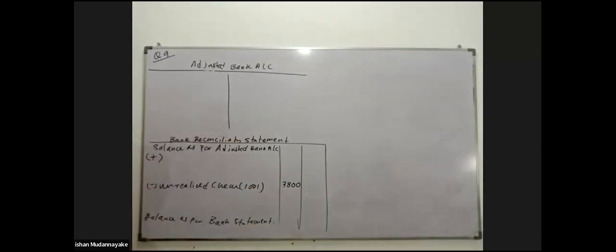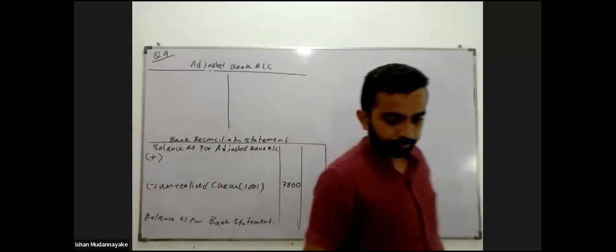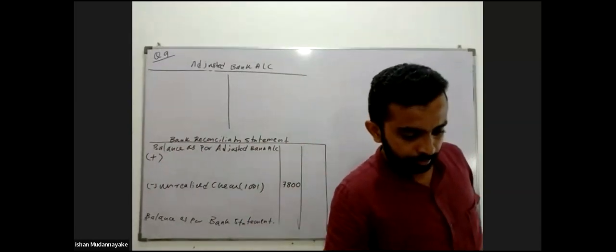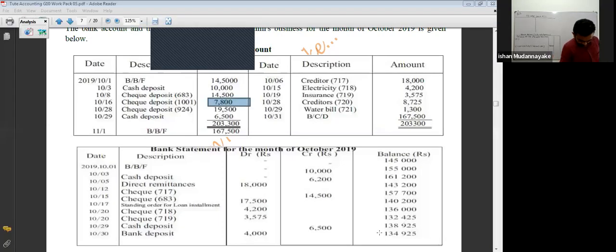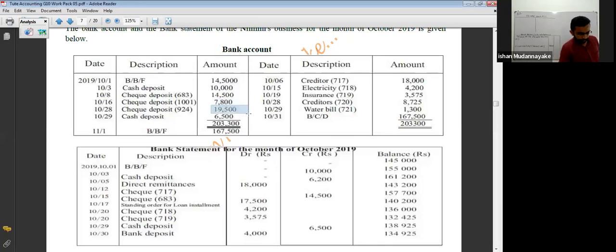7,800 minus. Right, and then unrealized check, okay. The next one. Debit 90,000, but in the bank statement now, we can't see that 90,500. The 90,000 check also, check number 924, unrealized check 90,500.